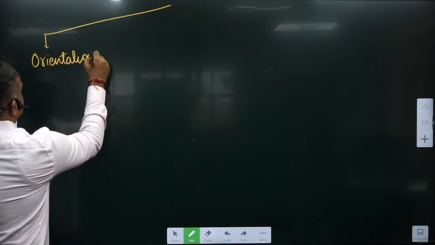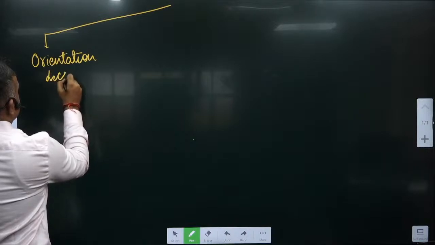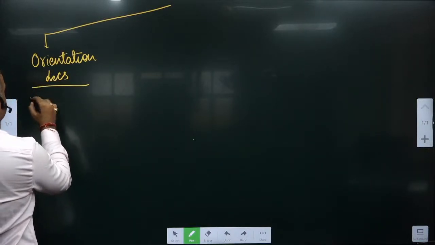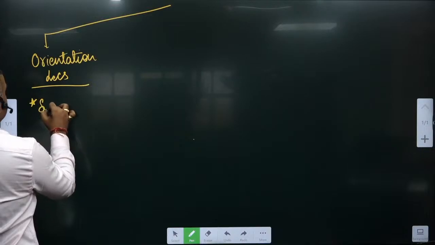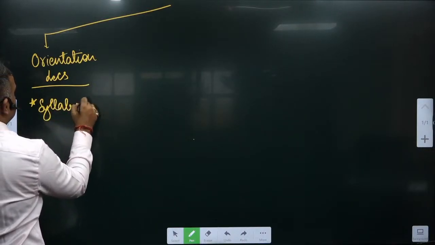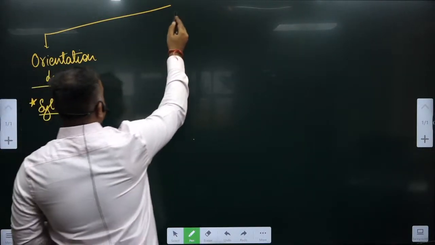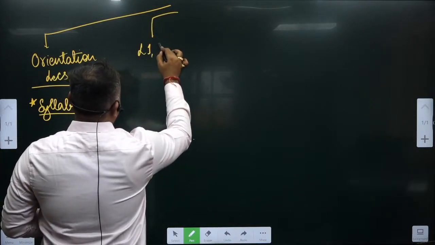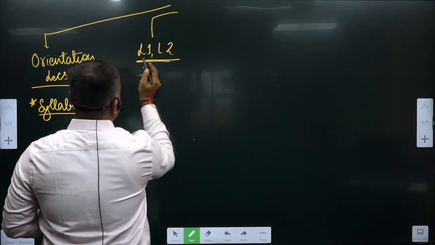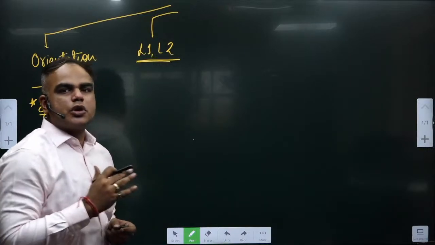So there have been orientation lectures that have already been done. Okay, mapping of the syllabus we have seen previously, and in there is lecture 1 and lecture 2 that you also can have a look at, okay, as to how to approach the forestry optional.